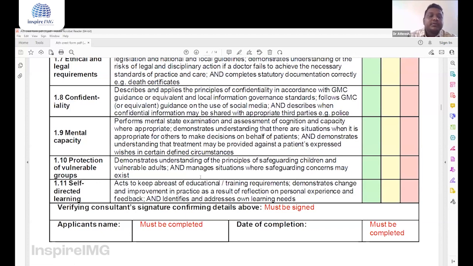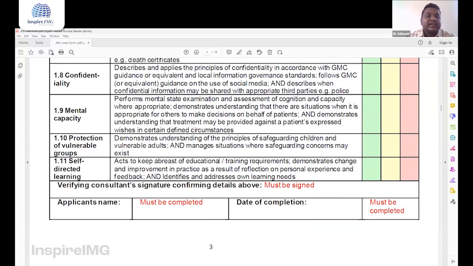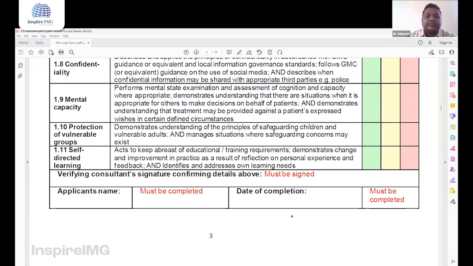Next, protection of vulnerable groups. Your consultant will ask, do you know how to identify if someone is vulnerable, like safeguarding children, safeguarding adults, abuse to adults, domestic abuse, domestic violence, or if any child is abused. You need to keep an eye out for non-accidental injuries and know how to treat them. Involve your seniors, involve the safeguarding team, involve various specialties, do necessary investigations. So you need to know the principles of treating vulnerable groups. Sometimes the consultant might expect you to have dealt with one of these patients. Otherwise, he might ask you questions before signing it: what knowledge do you have regarding safeguarding issues or vulnerable groups? So you should be ready to answer. And next, self-directed learning.